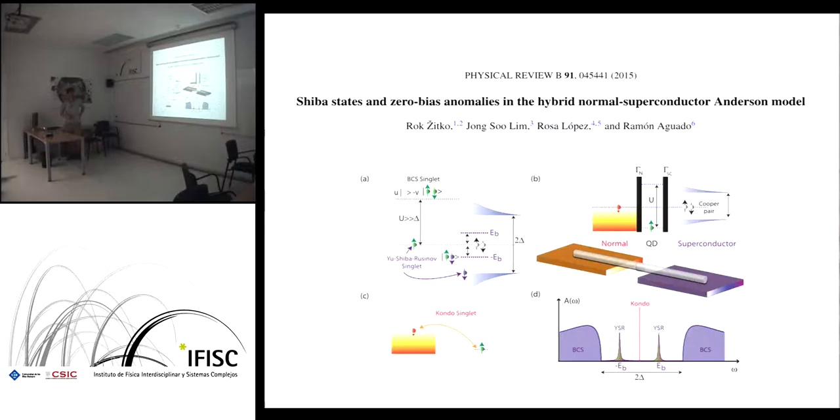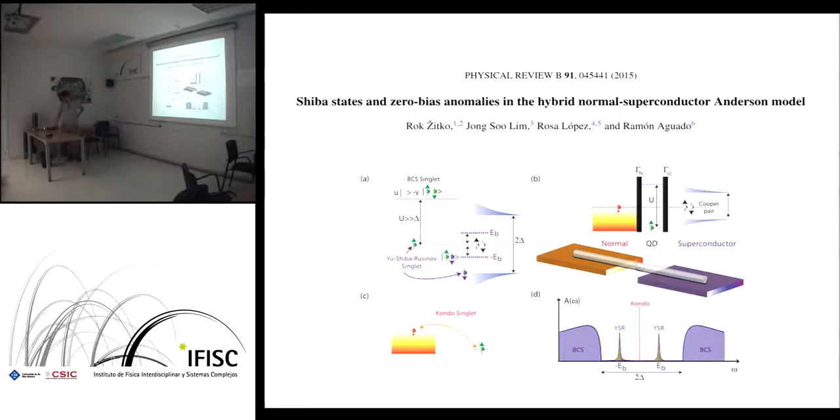Last year, Rosa and I studied the normal metal quantum dot superconductor system. To understand the physics of this system, first we have to understand what the Kondo effect is, and what the Yu-Shiba-Rusinov bound state is. So I will briefly explain what the Kondo effect is and what the Yu-Shiba-Rusinov bound state is.